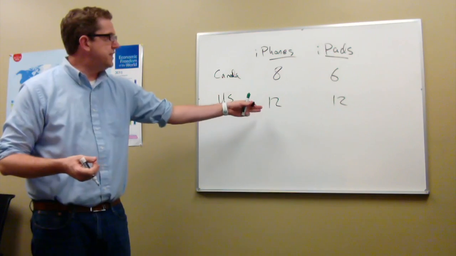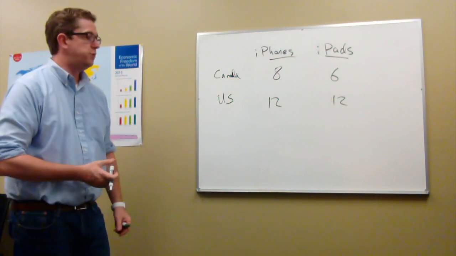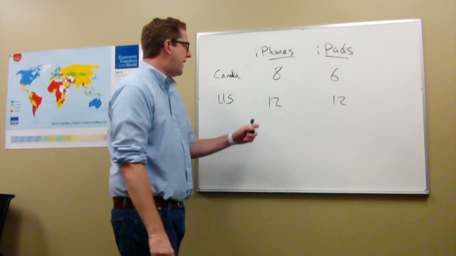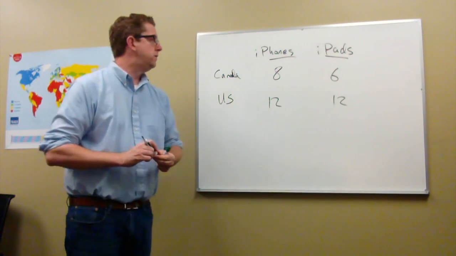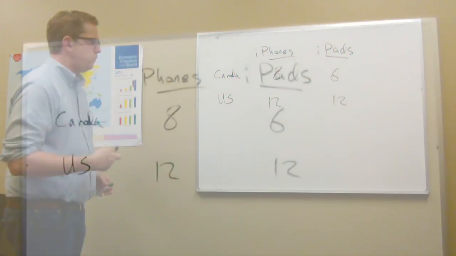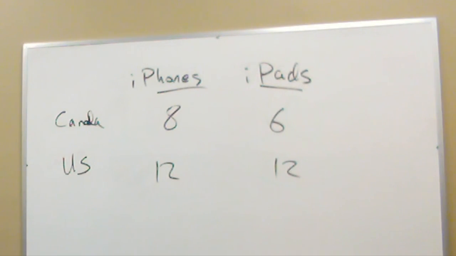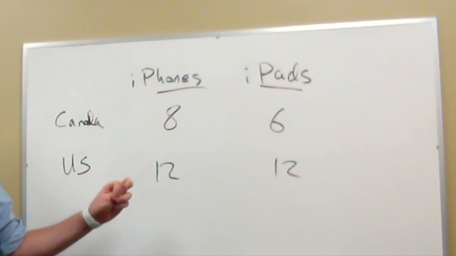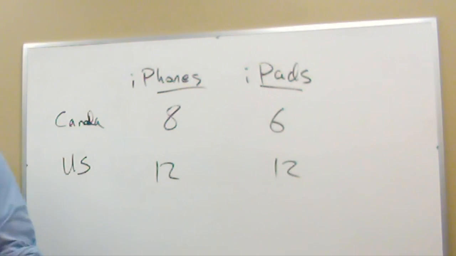For Americans, if it takes 2 hours to produce an iPhone and 2 hours to produce an iPad, then they can produce either 12 iPhones or 12 iPads. Now we want to figure out opportunity cost. We want to figure out how much it costs to produce an iPhone in Canada, how much it costs to produce an iPad in Canada, how much it costs to produce an iPhone or an iPad in the United States. And in order to do this, we take what we give up, we compare it to what we get.